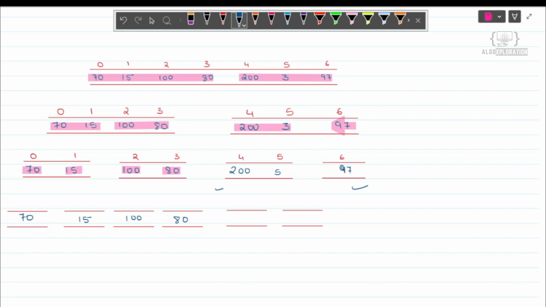Let's come here. So calculate the mid. 4 plus 5 divided by 2, that will be 4 only. So from 4 to 4 and 5 to 5. So let me put here 200 and 5. Now the dividing portion is completed. Now what we'll actually do, we will start merging it.